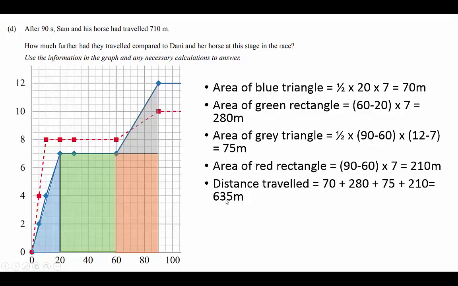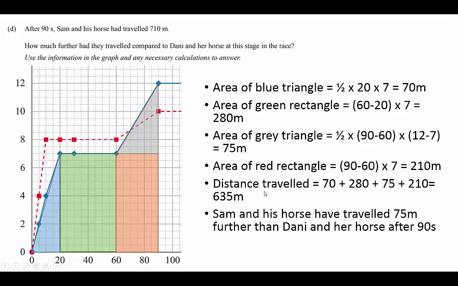If we subtract 635 from 710, that gives us the difference between the two distances, and so that's our comparison. So Sam and his horse have travelled 75 metres further than Danny and her horse after 90 seconds.